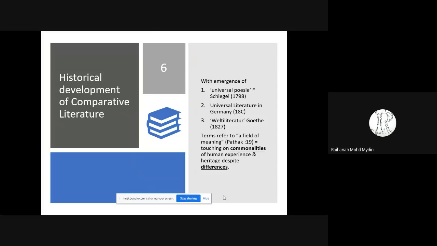Right? So it's an important term to refer to a kind of field that is developing in which there are commonalities of human experiences and heritage being celebrated. However, it has to be kept in mind, writers and scholars from outside of Europe were not included in this quote unquote world literature or universal literature term, right?